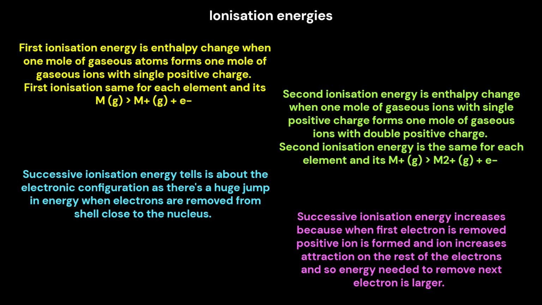Successive ionization energy tells us about the electronic configuration, as there's a huge jump in energy when electrons are removed from a shell close to the nucleus. Successive ionization energy increases because when the first electron is removed, a positive ion is formed, and the ion increases attraction on the rest of the electrons, and so the energy needed to remove the next electron is larger.